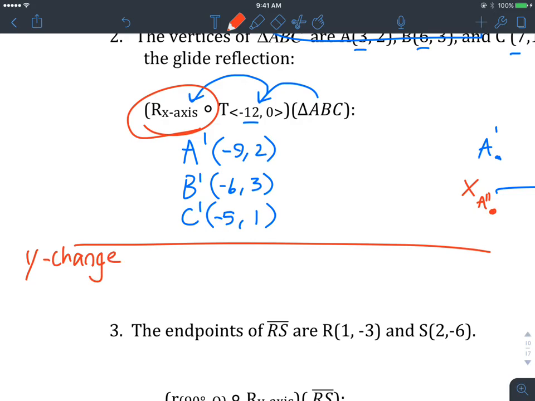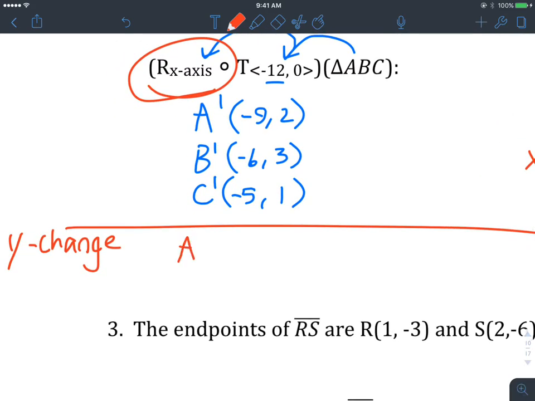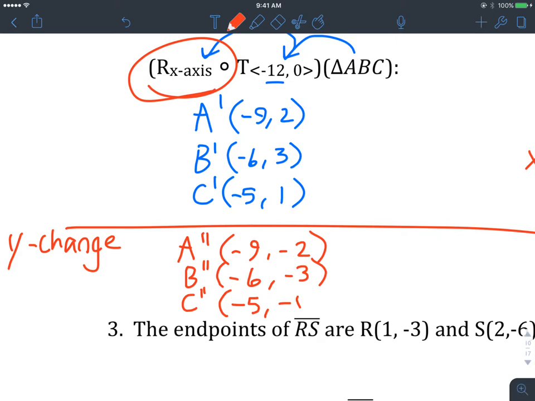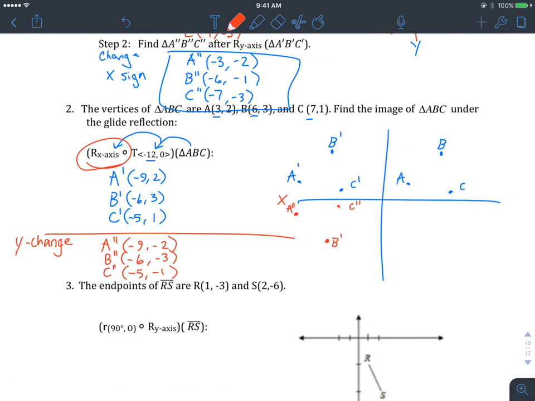Essentially all that means is go change the signs of your y values. So we got A double prime, that'll be -9 and then comma -2. So I'm going to switch that y value around. B double prime, that'll be -6 and then -3. Okay, C double prime, that'll be -5 and then -1. That is it for that one.